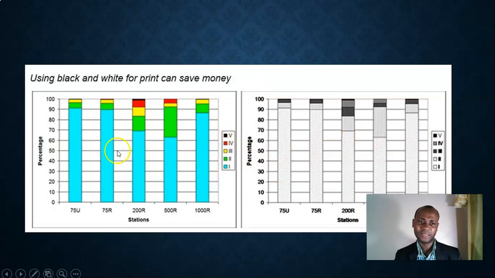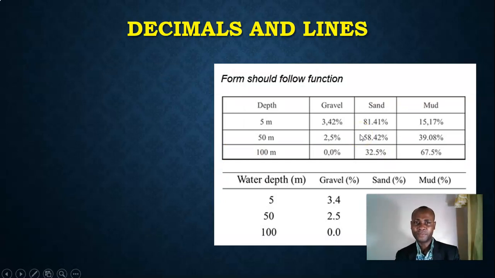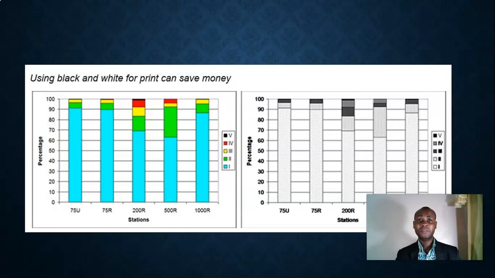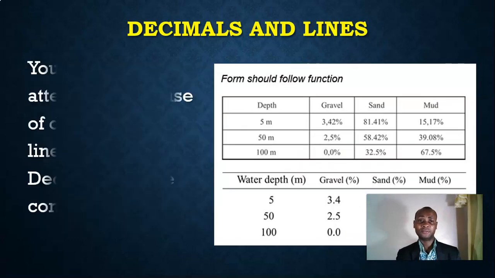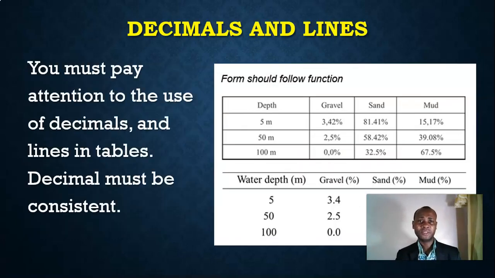In this image here, it's the same image. On the left, it's colored. Instead of making it colored, you can make it black and white, like what you find on the right. In this case, you are going to save a lot of money because if you submit your paper to a printed journal with colored images, they are going to charge you more money, because it costs more to print colored images than black and white.